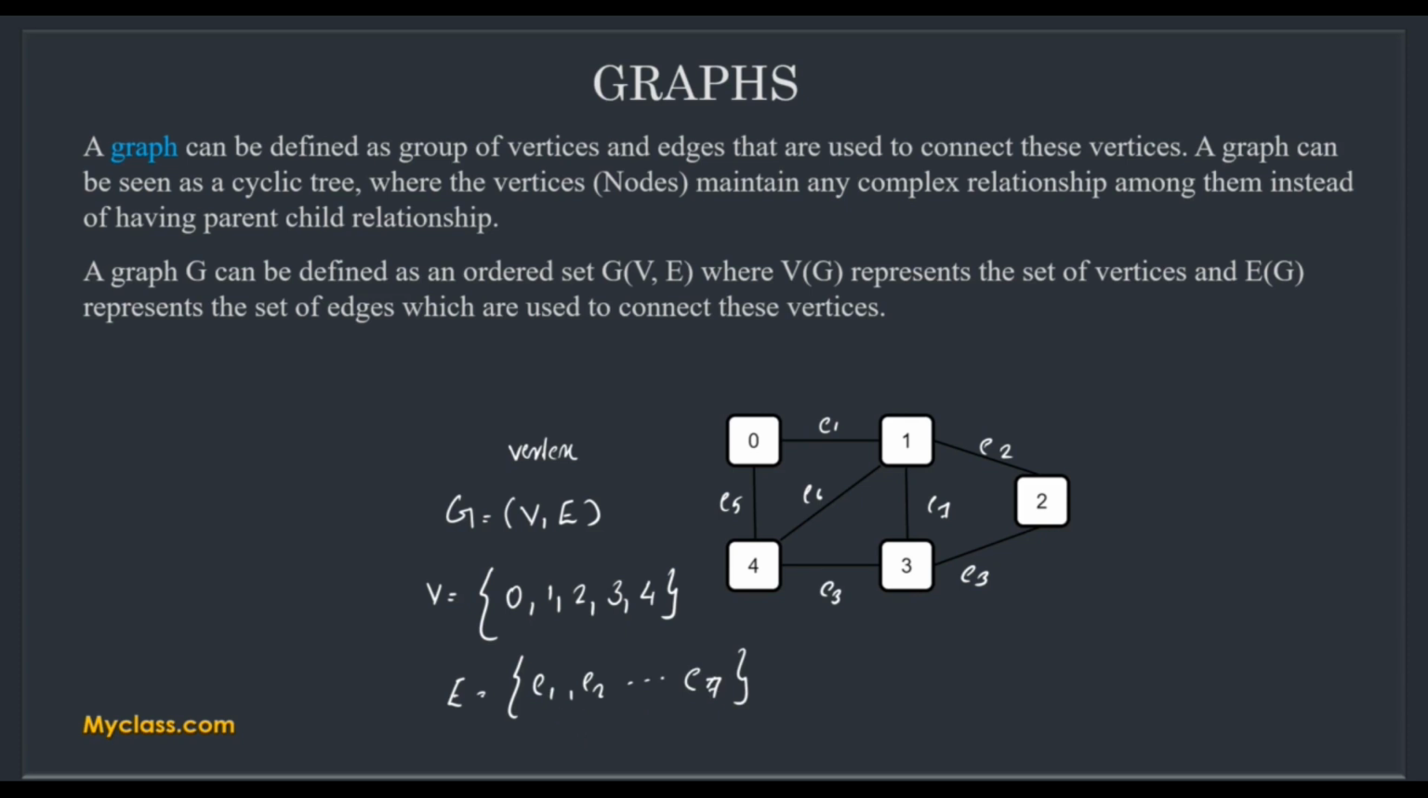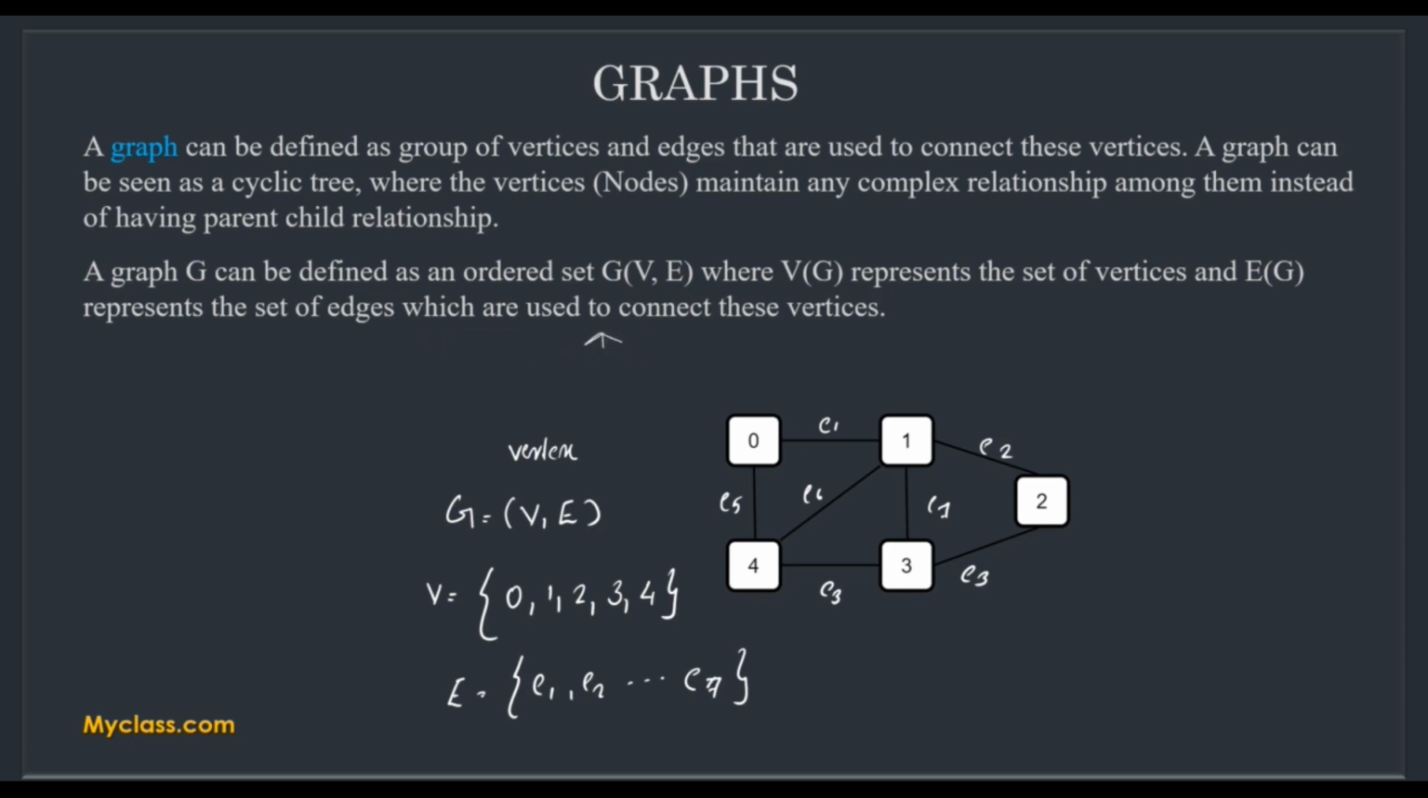So we can define a graph G as the ordered pair G = (V, E), where V(G) represents the set of vertices and E(G) represents the set of edges which are used to connect these vertices. So this is the basic definition of a graph.